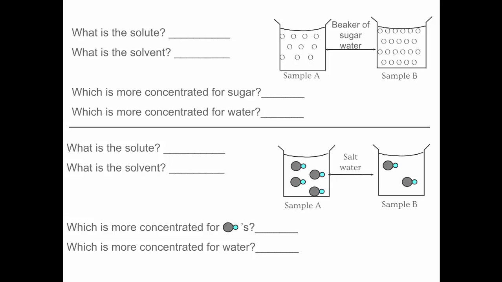Just some real simple things, we'll go through this quick. So I have some sugar water. What's the solute? Raise your hand if you can tell me. Lily? The sugar. And what's the solvent, Lily? The water. Water is the solvent. You cannot say that she was wrong. Which has a higher concentration of sugar? Sample A or sample B? Jack? B. Which has a higher concentration of water? A.